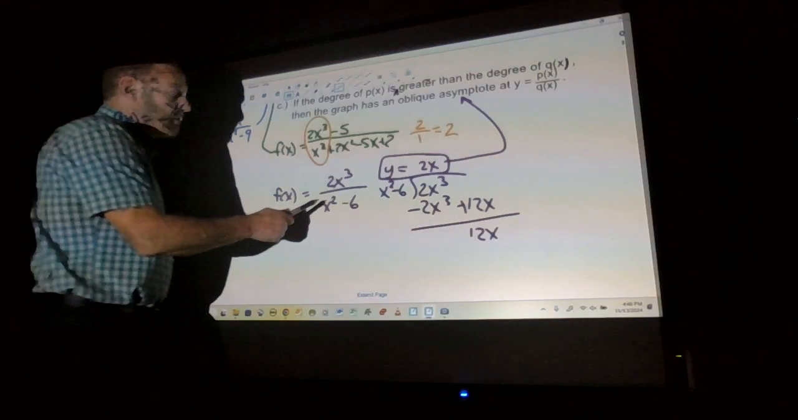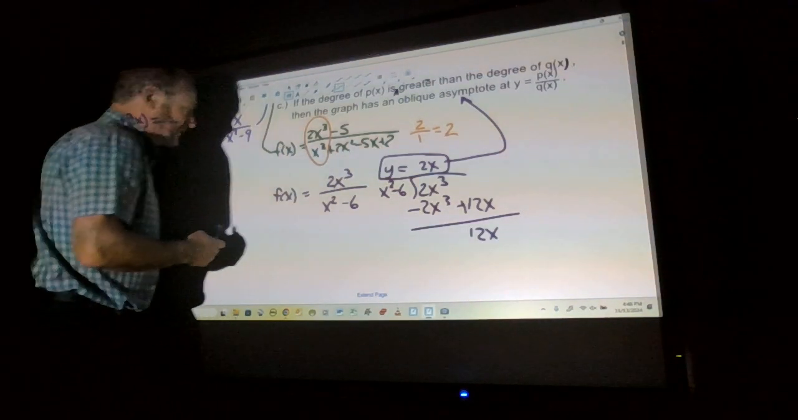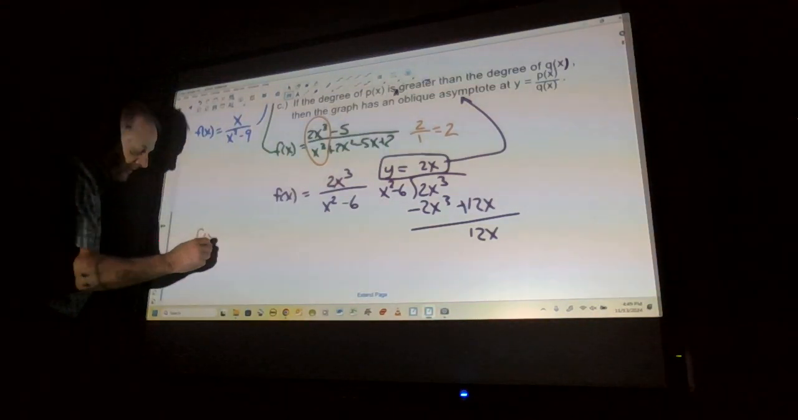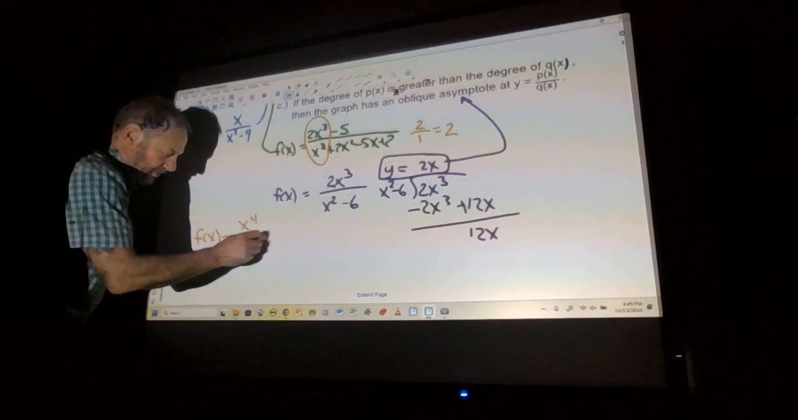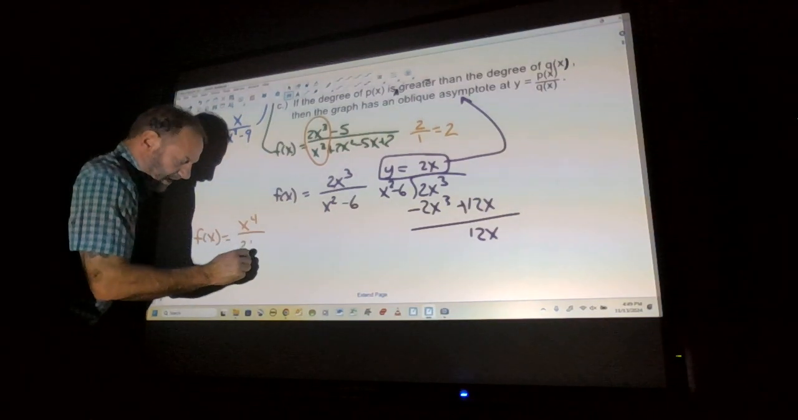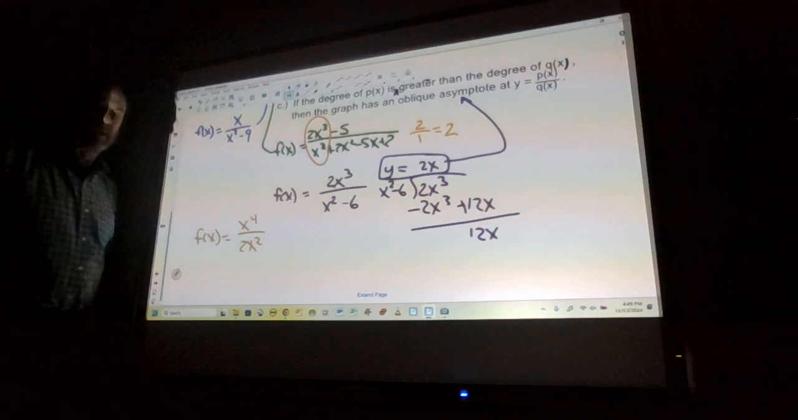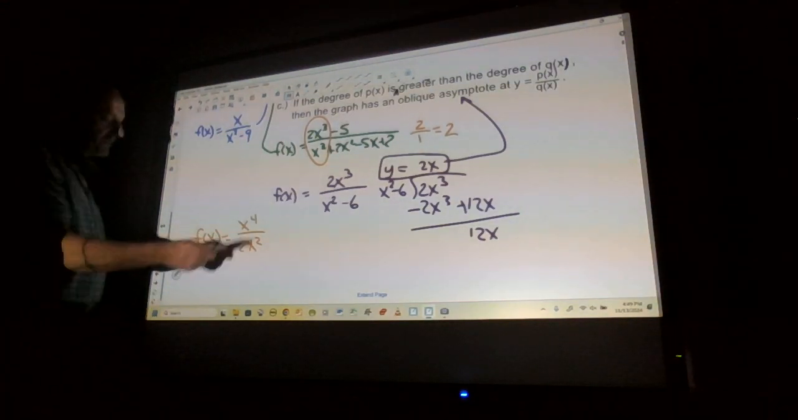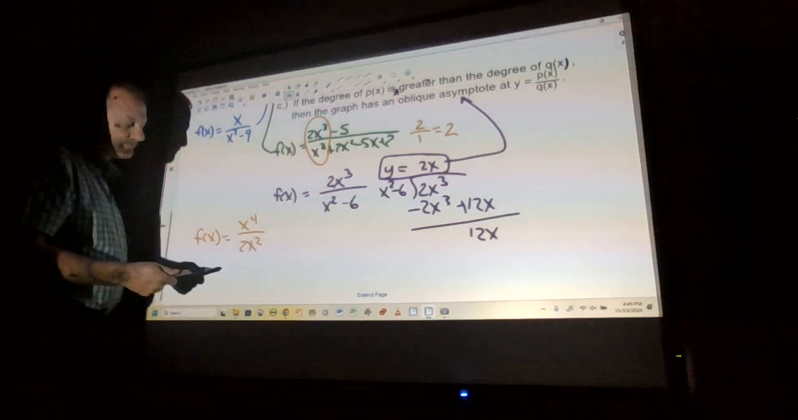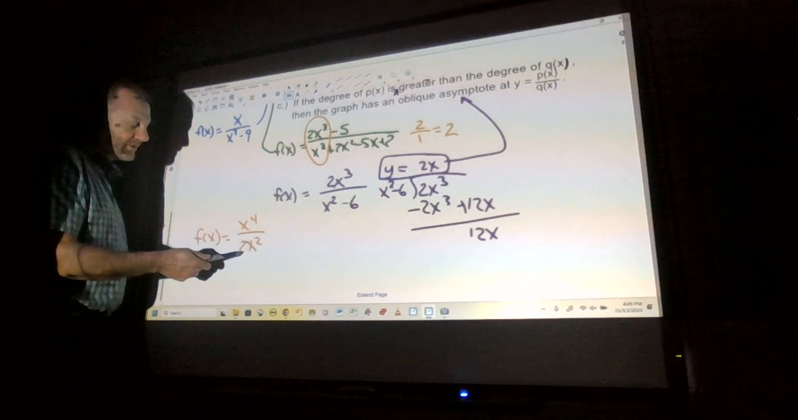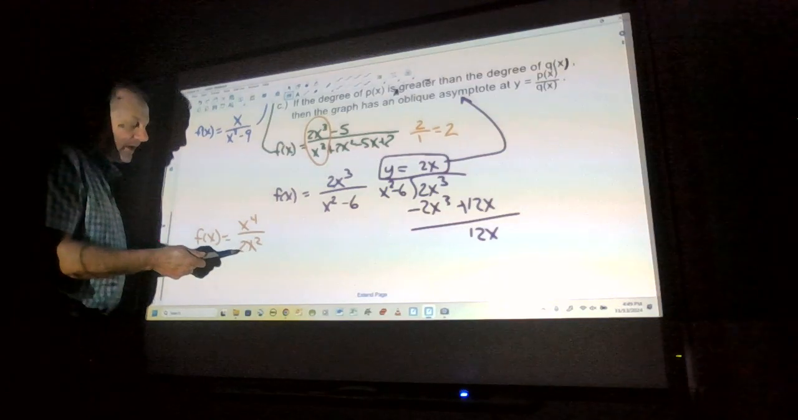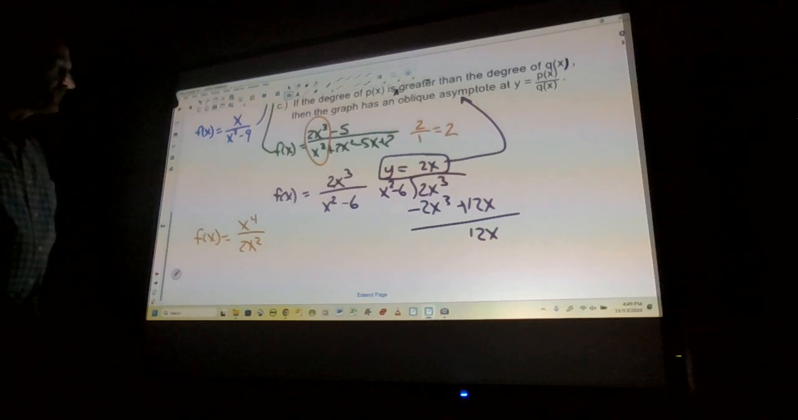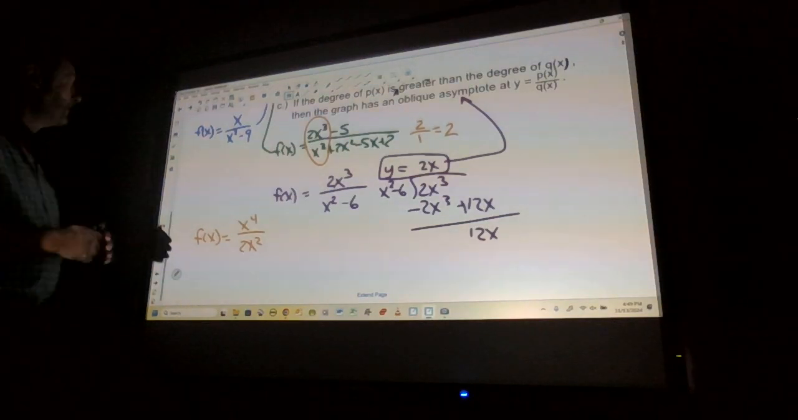Okay. Now, if it's more than 1 degree higher, let's say I had something like f of x is x to the 4th over 2x squared. It does not have an oblique asymptote. So I would look at this one and go, oh, this has a vertical asymptote at 0, and that's it. No horizontal, no obliques. Okay? All right.